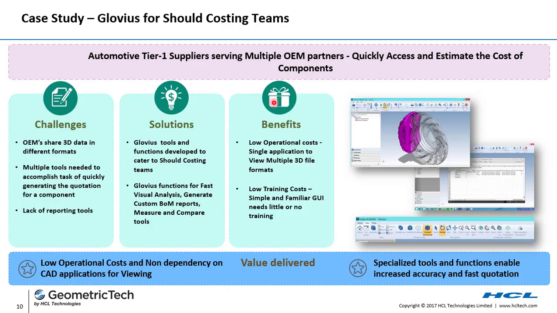Today we'll study how Glovius is being used by should-costing teams in automotive and aerospace Tier 1 suppliers for quickly estimating the cost of components. Some of the challenges faced by these OEMs are handling multiple 3D data formats, the need for multiple tools to generate a cost, and the lack of any reporting mechanisms. Glovius handles these use cases by providing purpose-built tools for visual analysis and generating reports. The main benefits are the low operational costs and leveraging the specialized tools that are available in Glovius for generating fast costs.